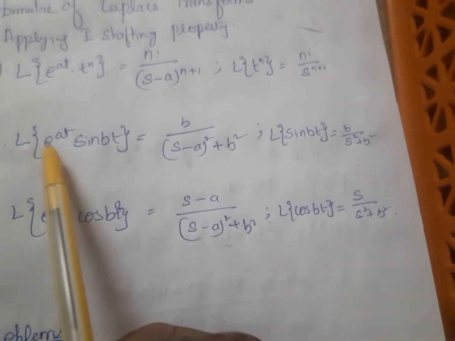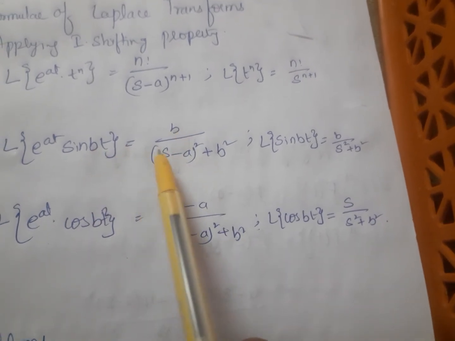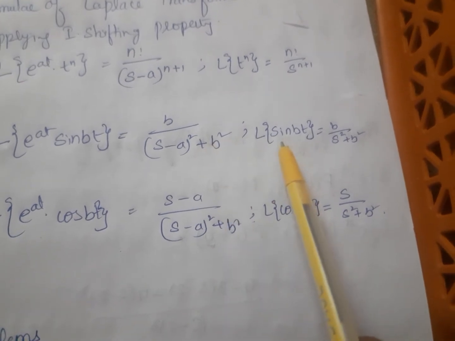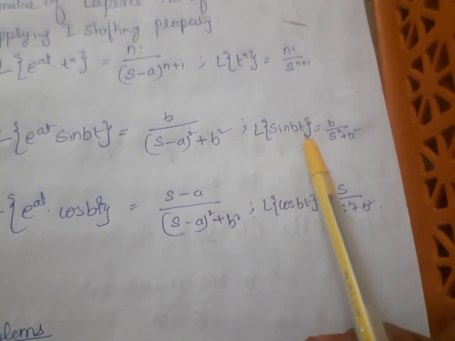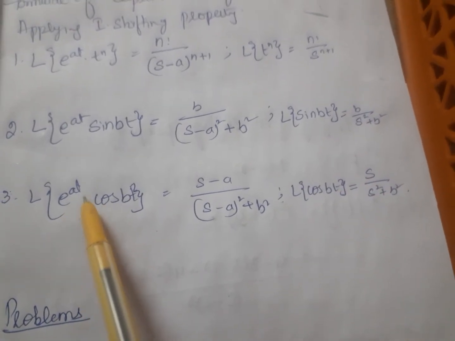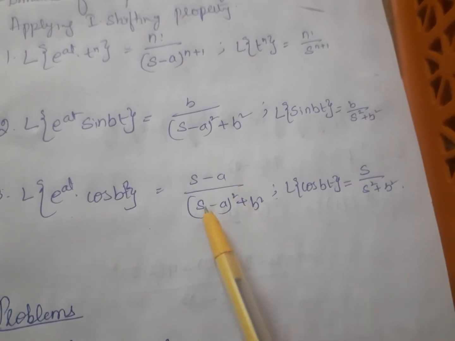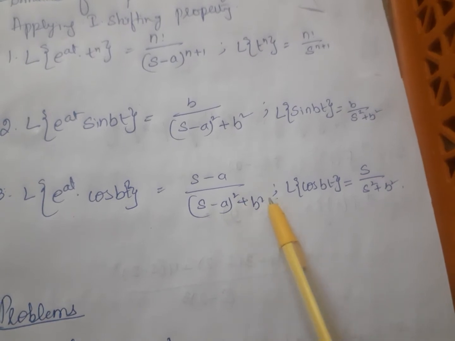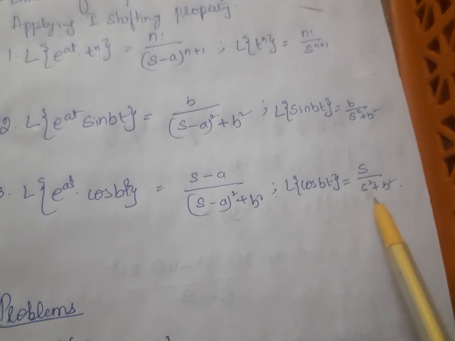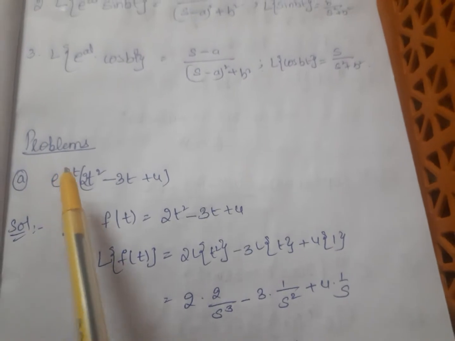Here, L of e power at into sin bt is equal to b by (s minus a) whole square plus b square. This is the formula. Previously we had L of sin bt is equal to b by s square plus b square. In the same way, L of e power at into cos bt is equal to (s minus a) by (s minus a) whole square plus b square. Previously our formula was L of cos bt is equal to s by s square plus b square. Now I am going to explain the very important problems.